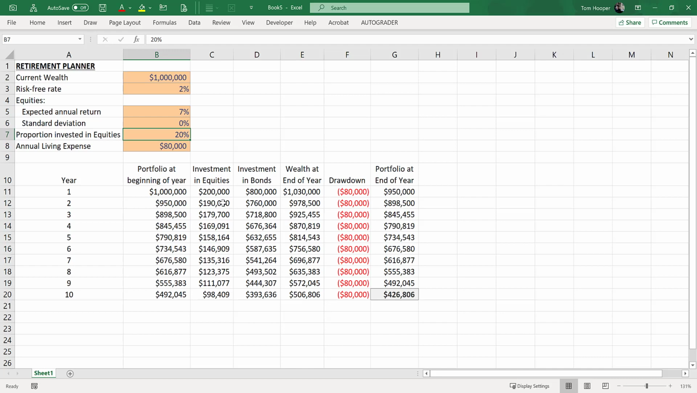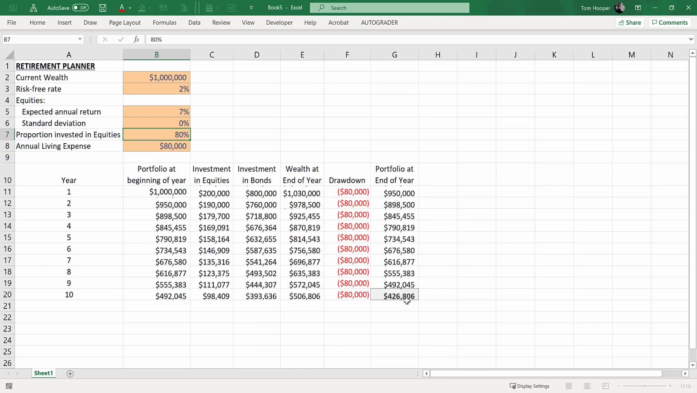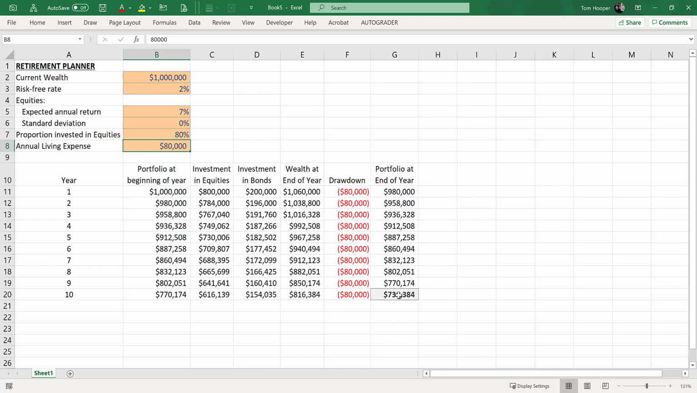Obviously, if I would put more in equities, if I would put 80% equities, I would expect this number to go up. And of course it does. Now the game here this semester will be to include some uncertainty, put a standard deviation around that expected return. But not this week. This week we're going to leave it at 0 so we can play games with, let's build a data table and look at the sensitivity to different inputs and see how the output changes and things like that.